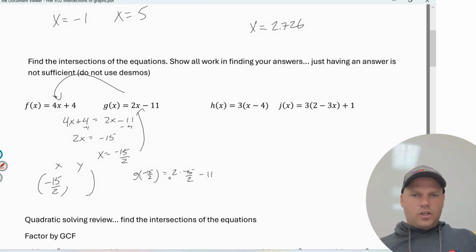Guys, do yourself a favor. If you're multiplying by 2 and dividing by 2, the multiplying and the dividing of 2 will cancel. You have minus 15 minus 11, which is minus 26. Great. This is the same thing.